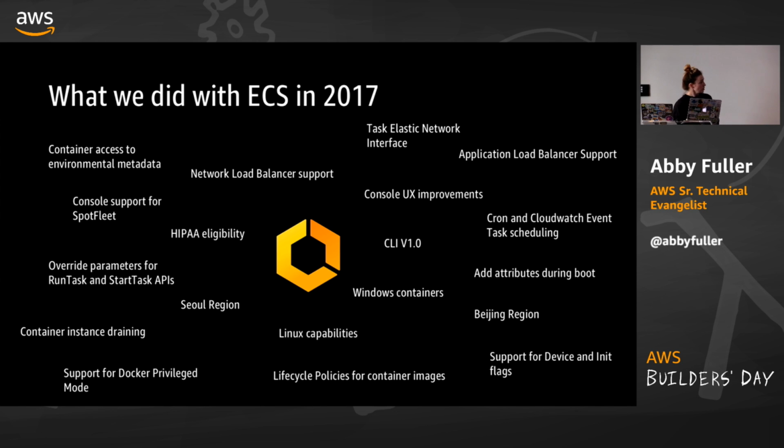So what we did with ECS in 2017: a couple of different load balancer supports. So you'll now know, if you've looked at the console recently, that there's not just ELB, which is the traditional load balancer. There's also 2 additional ones, so network load balancer and application load balancer, and we'll dig into those. Some UX improvements, supporting some new kinds of jobs, like cron type jobs and CloudWatch event-based scheduling. Some more regions, Windows containers, added some Linux capabilities, instance draining, so a lot like the traditional instance draining for an auto-scaling group, but at the container level, some support for some additional Docker parameters.